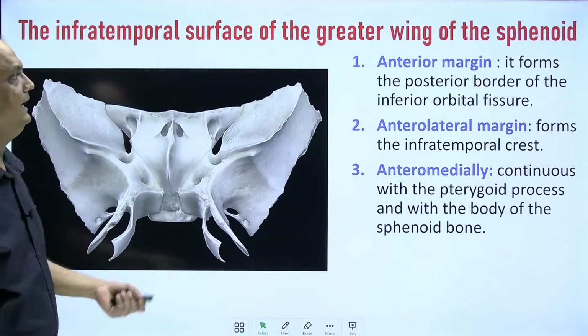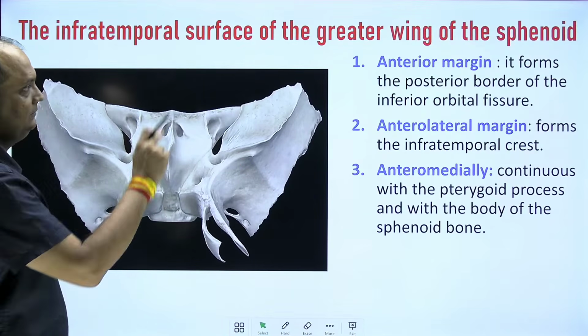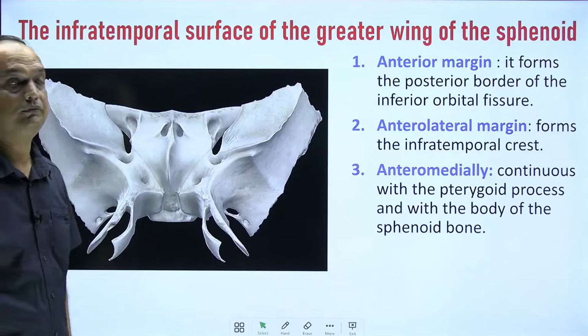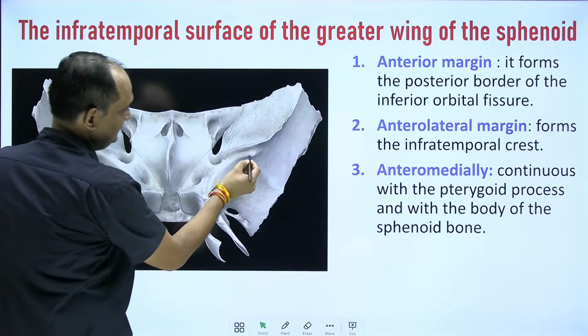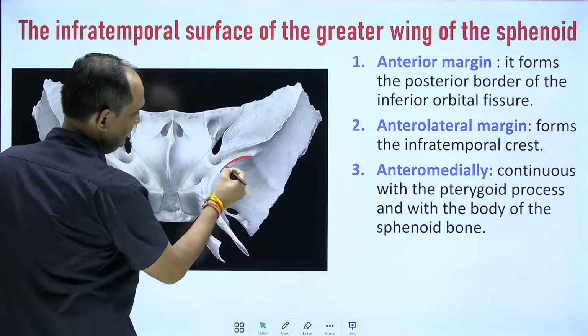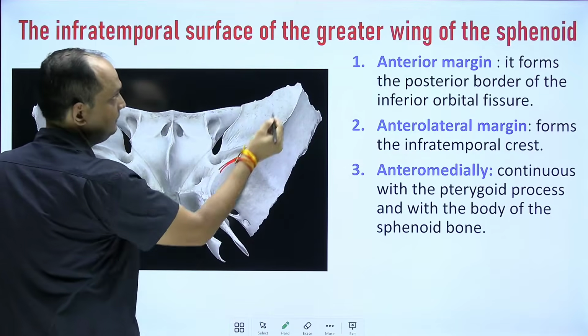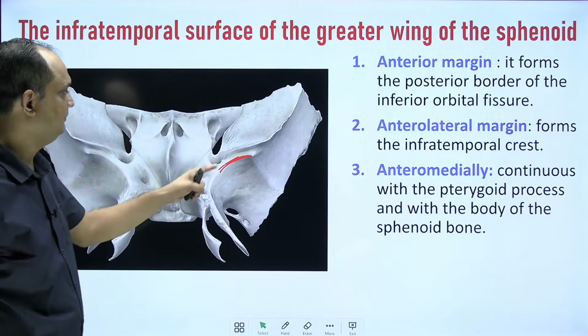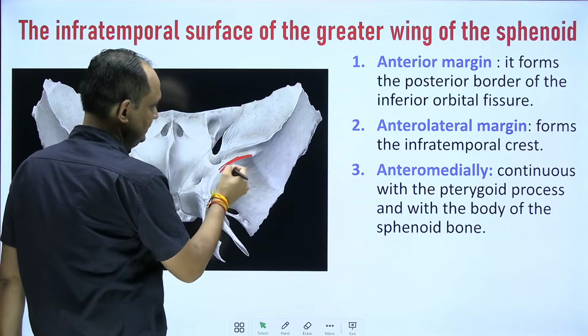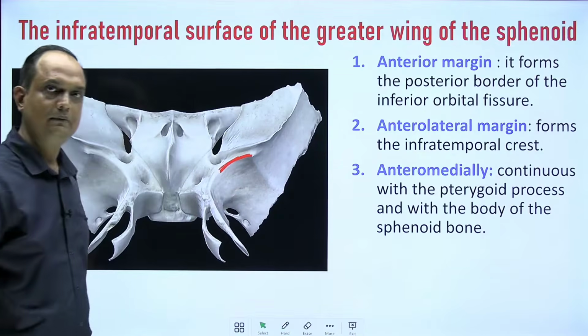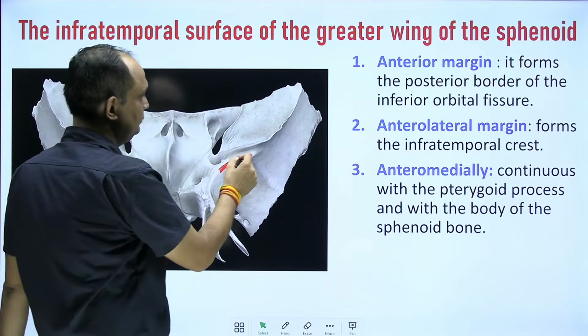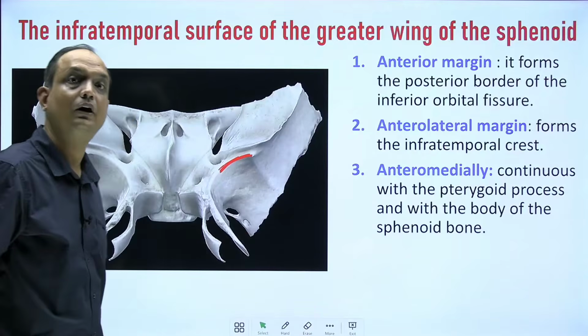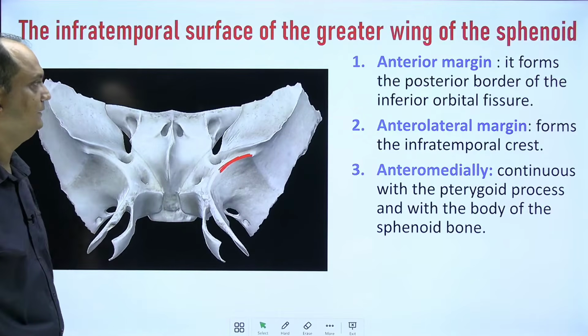So, the first is the anterior margin. This anterior margin forms the posterior border of the infraorbital fissure. So, this is the anterior margin of your pentagon, and this anterior margin is going to form the border of the infraorbital fissure that we will discuss in the coming slide.